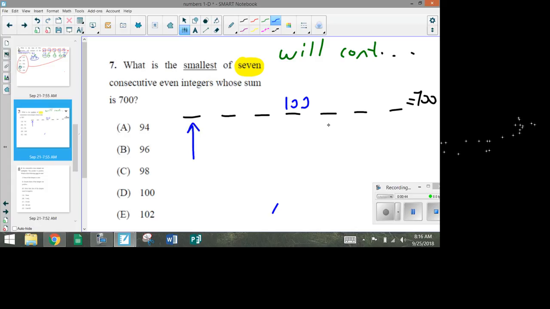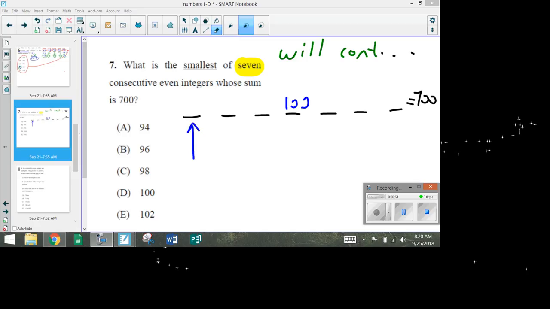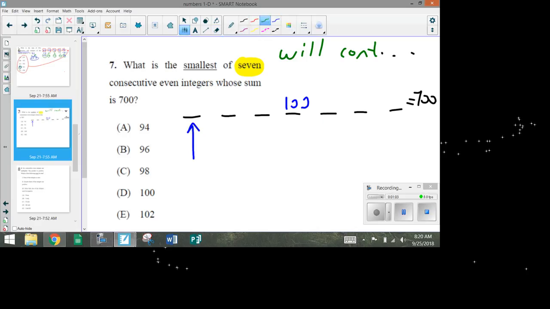So is that going to be 99, 98, 97? 94. Right? No? Yes? What do you think, guys? What is the smallest number going to be? What is the first preceding number? 98, because that's an even integer, right? And then what is the second preceding number? And then the smallest number is going to be 94.